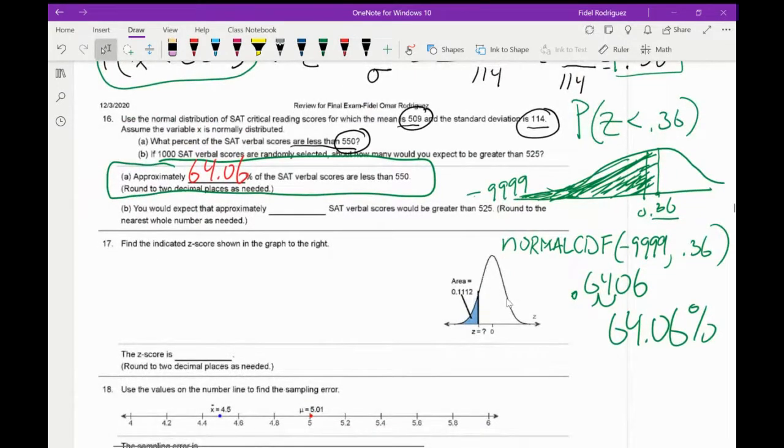Now that we have that, part B says, what happens if 1,000 SAT verbal scores are randomly selected? How many would we expect to be greater than 525? Okay, so now we're going to do a second problem. I'm going to go through this problem the same way.